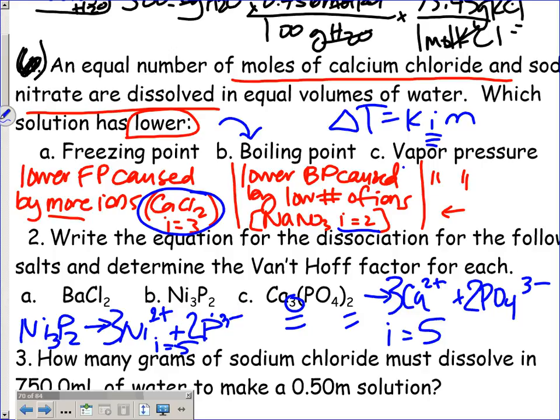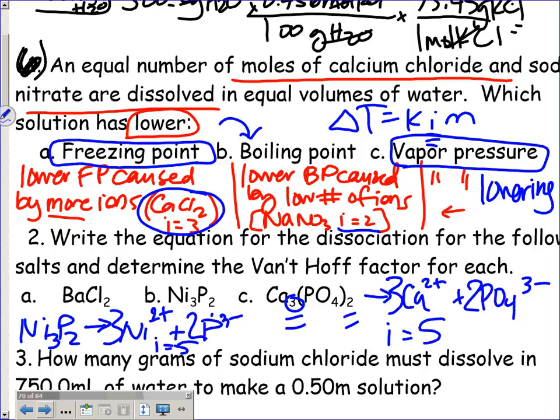And then since vapor pressure travels in the same direction as boiling point does, it's vapor pressure lowering, same as freezing point. It's the same as the freezing point answer because it's going in the same direction. This is freezing point depression and vapor pressure lowering, so they travel in the same direction. So that's why they have a very similar answer as well. So keep working. I'm going to come around to you guys for more questions.